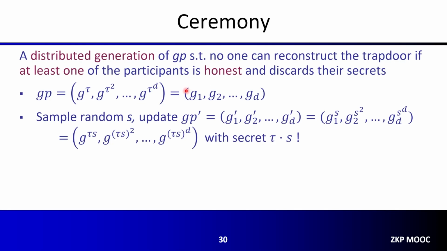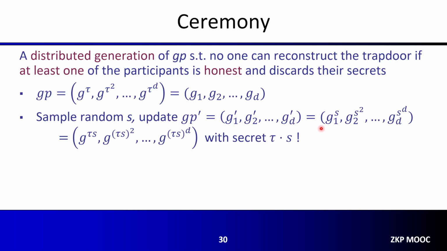Well, the idea is very simple because of this nice structure of the global parameters. Recall that the global parameters is g raised to the different powers of tau. And we just call the current global parameters generated by one party g1, g2, all the way to gd. So then, if we receive these global parameters from another party, there is a way to introduce an additional part of the randomness called s and update this GP prime into a new set of global parameters.